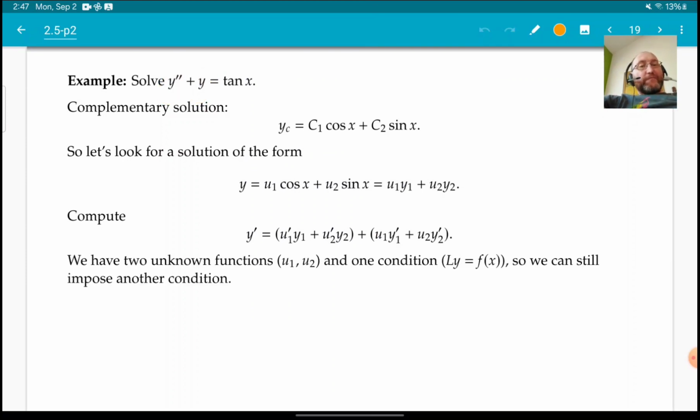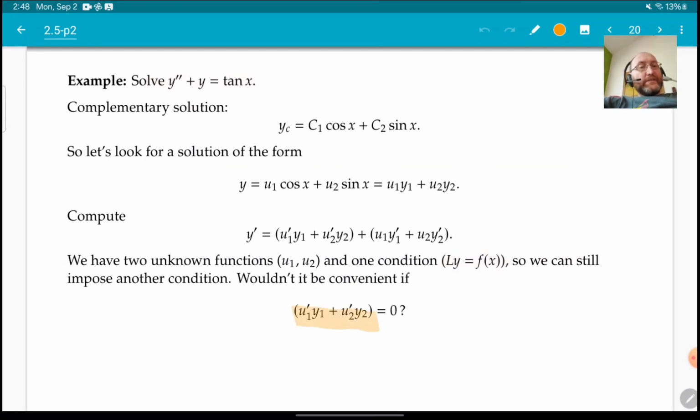That might be complicated. So the idea is, we have two unknowns, right? But we're really imposing only one condition so far. It has to solve the equation, right? That's what we want. It has to solve this. So maybe we could impose another condition to make things simpler. And so we do that.